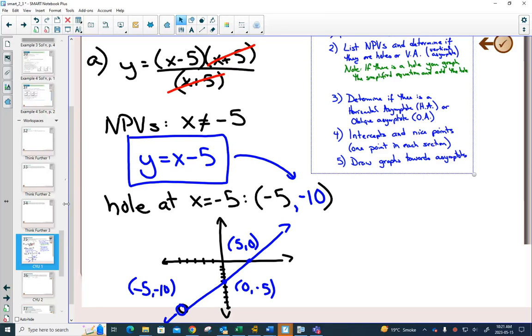So this is an example where we have a hole. When we have a hole, that green note comes into play. You graph your new equation. Sometimes your new equation is still a rational equation, and you still have to go through steps 3, 4, and 5. In this situation, it was just a line, so then you could just graph it as a normal line.